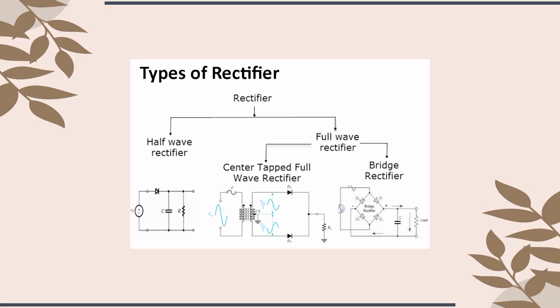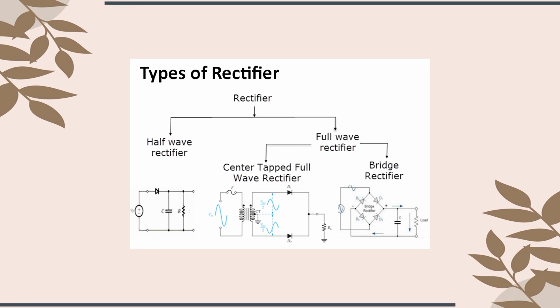Now let's study the types of rectifier. The rectifiers are basically of two types, that is half wave rectifier and full wave rectifier. In half wave rectifier, a single diode is used for rectification and it gives output in only one half, whereas in full wave rectifier we will get the output in both the halves. That means for the positive half of AC and for the negative half of AC we will get the output as DC.